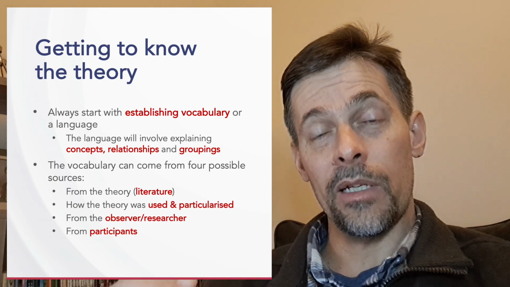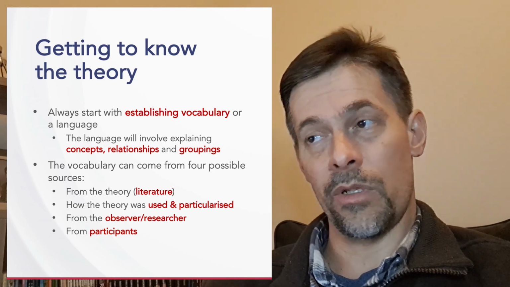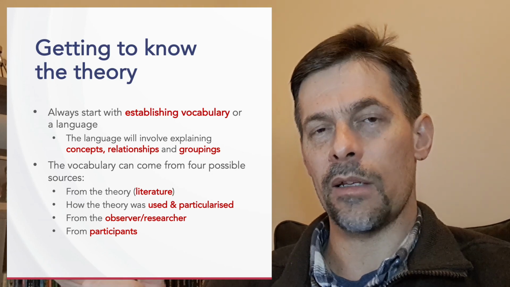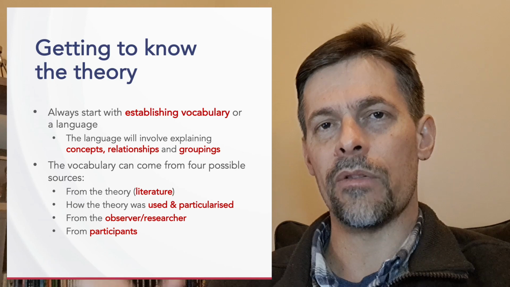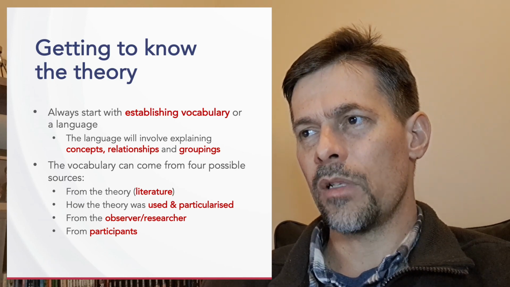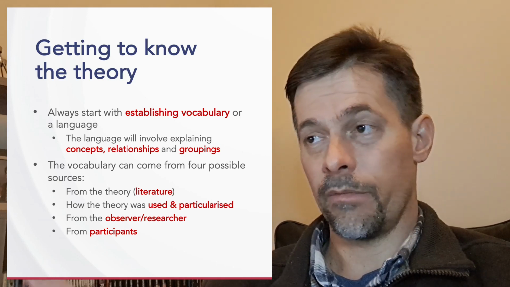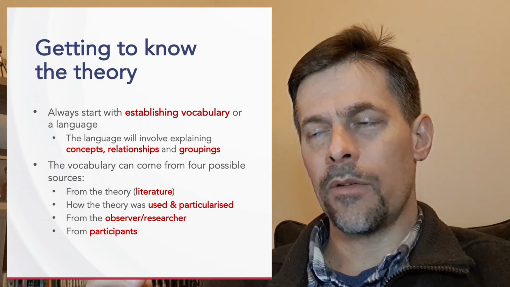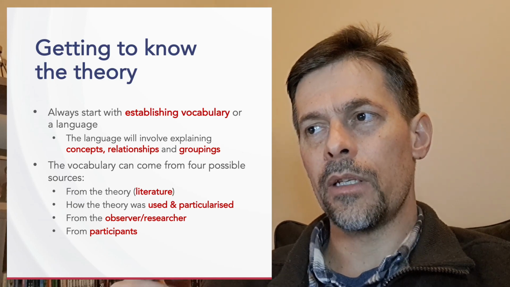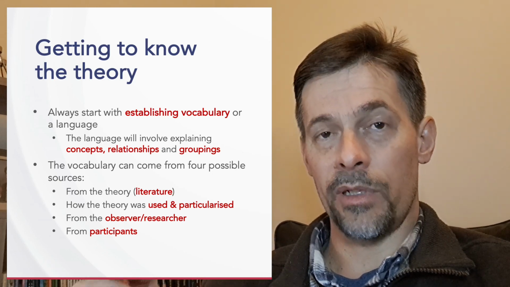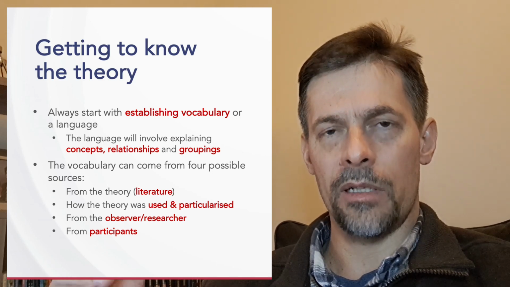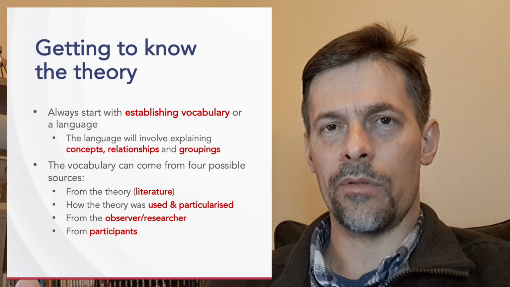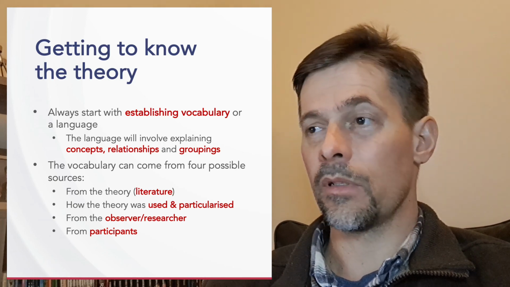But then the vocabulary can actually come from four different sources. Now, this touches on the whole idea of making data-theory links, or theorizing. The four possible sources can be, first, the literature about the theory. The second is how the theory was used and particularized specifically for a phenomenon similar to yours, or a context similar to yours, or a type of study similar to yours.